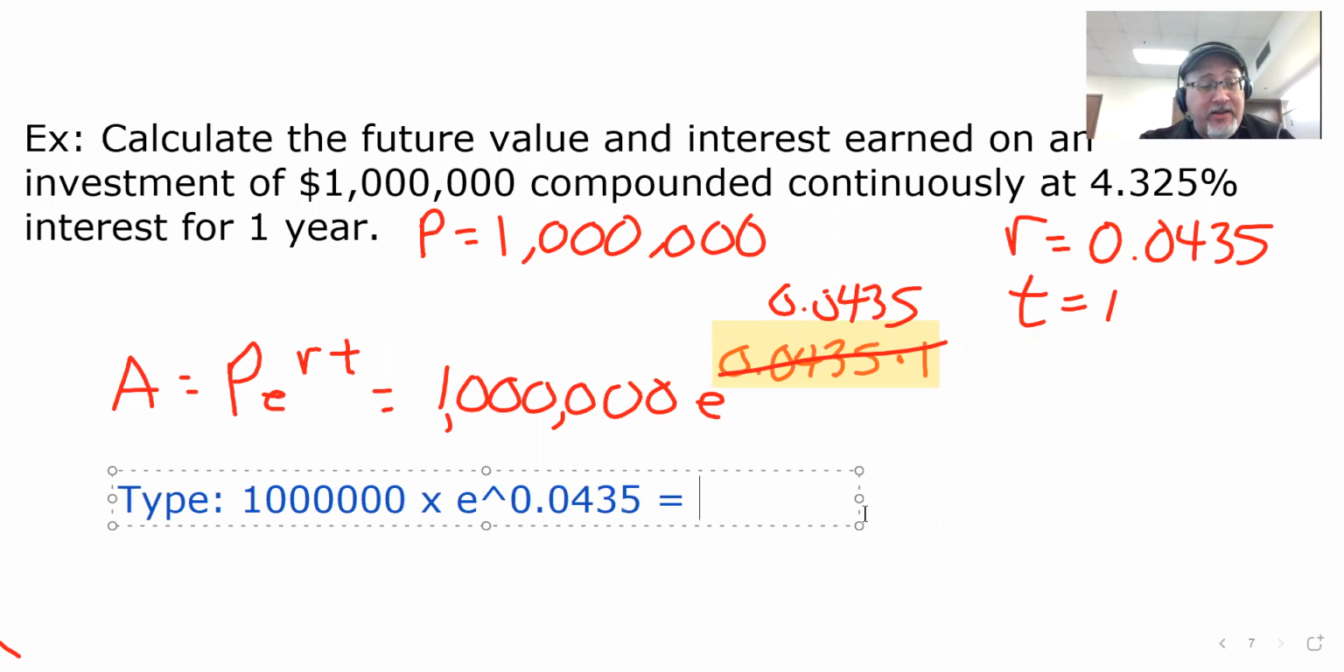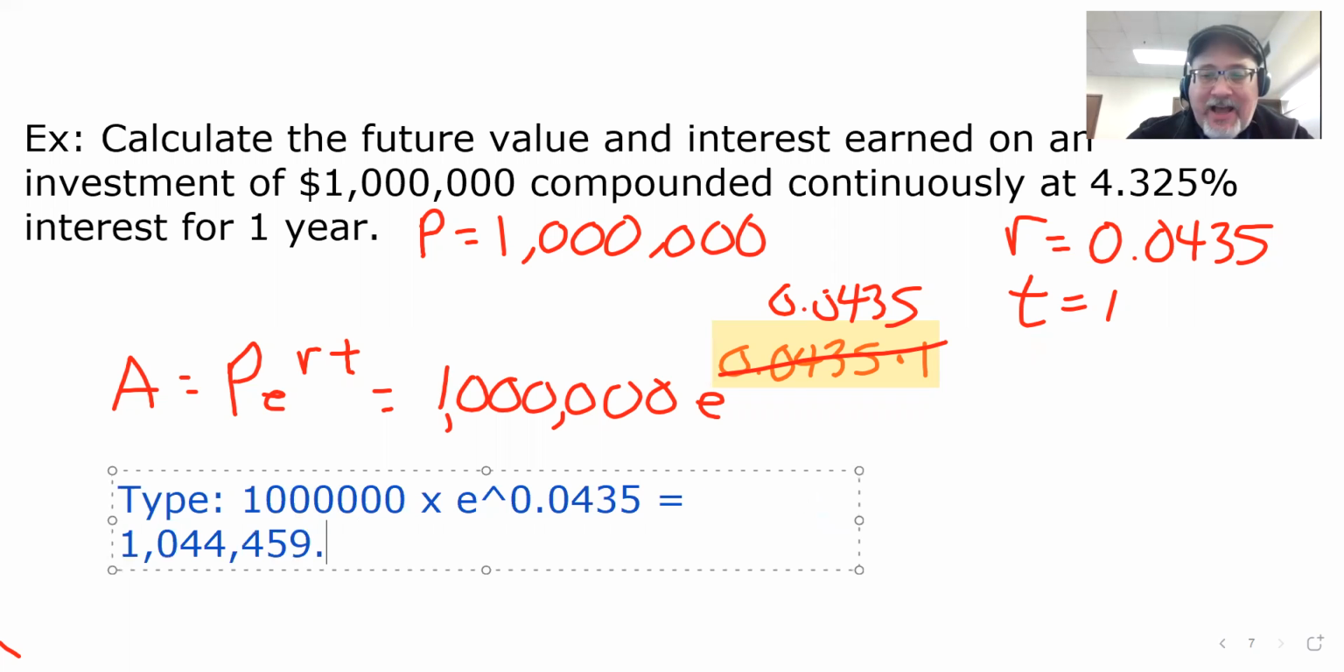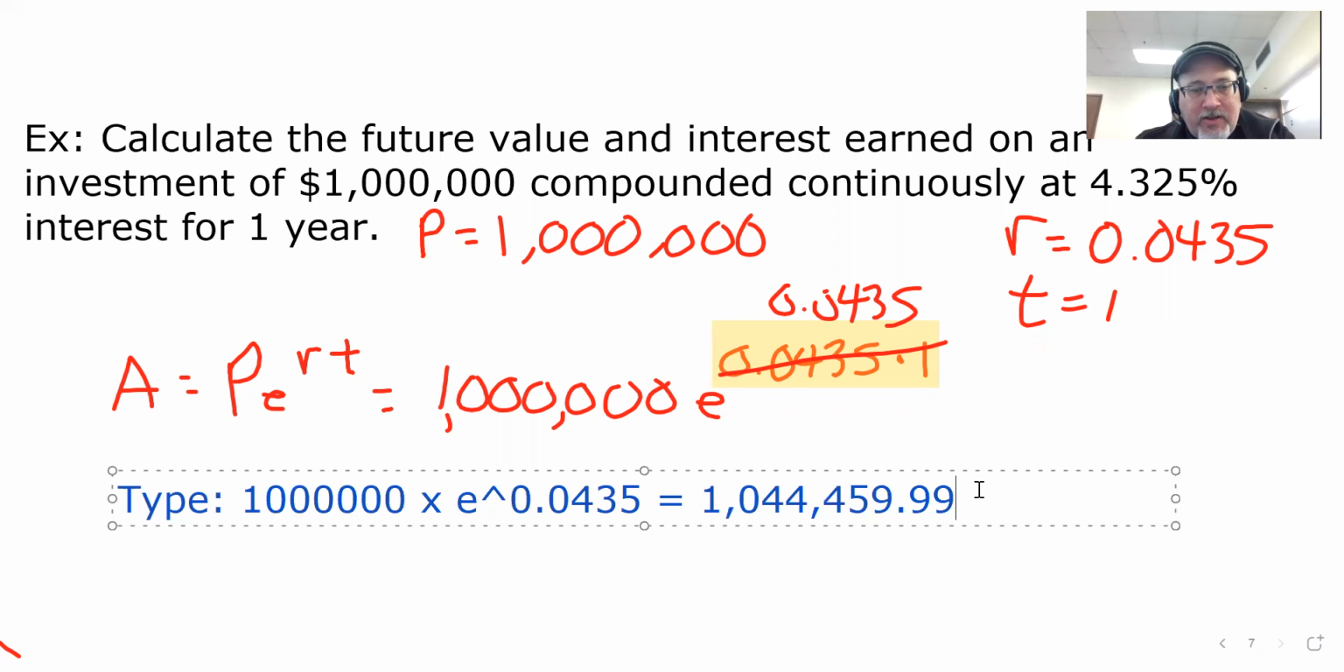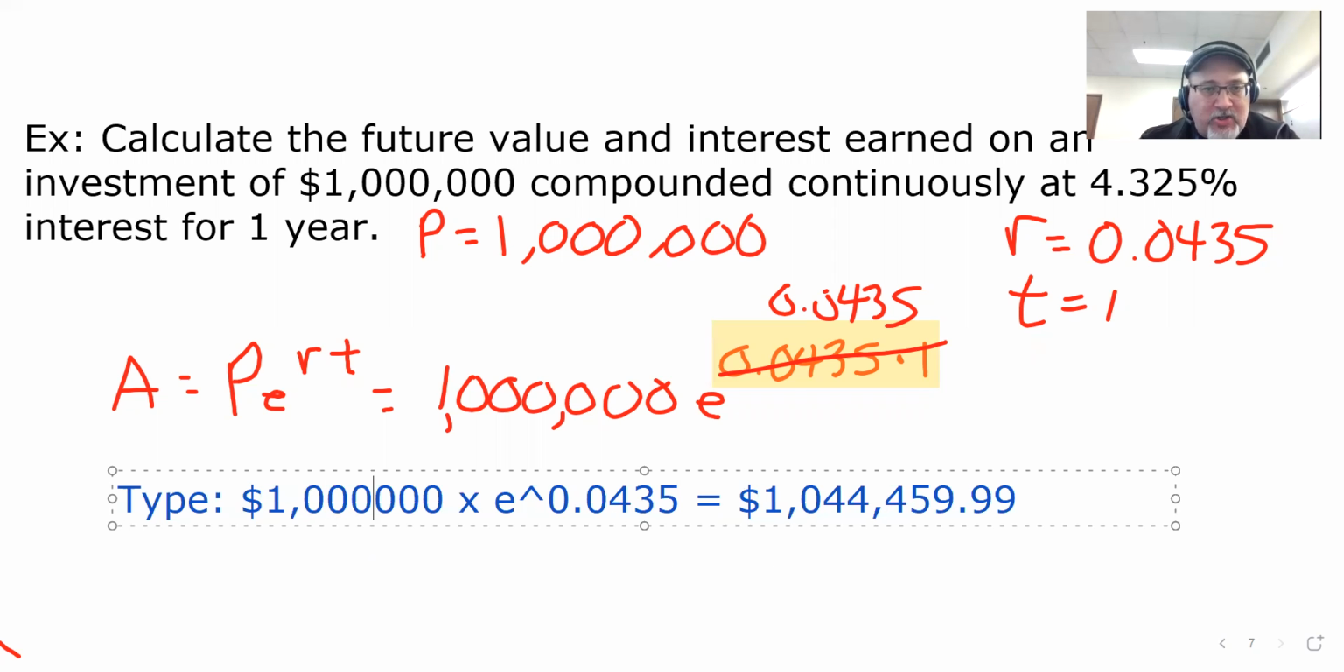Please try this in your calculator because these are keystrokes that may be new to you. 1 million times E to the 0.0435, and I get 1,044,459.99. That is a dollar amount, so we'll throw a dollar in front of it. And we'll throw the dollar in front of the million also, and maybe some commas, just because.